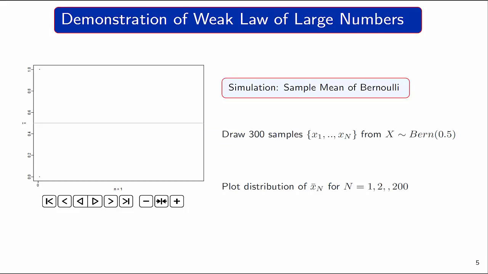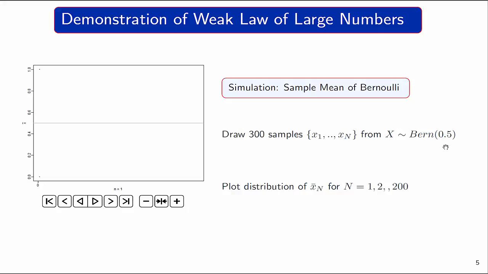We now provide a demonstration of the weak law of large numbers. So the weak law of large numbers just shows that the sample mean is a consistent estimate of the population mean. Namely, as n gets bigger and bigger, the sample mean will converge nearer and nearer and nearer in probability to the true population mean when the data are IID. We do the following simulation. So we're going to simulate the distribution of the sample mean of a Bernoulli distribution. So we draw 300 samples, x1 to xn, from a Bernoulli distribution with probability half. So the event happens with probability half.